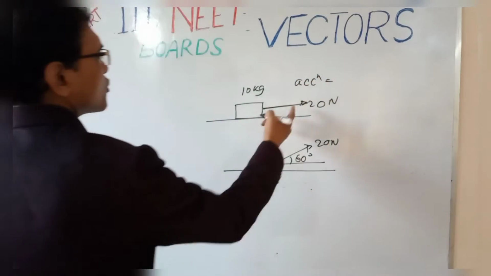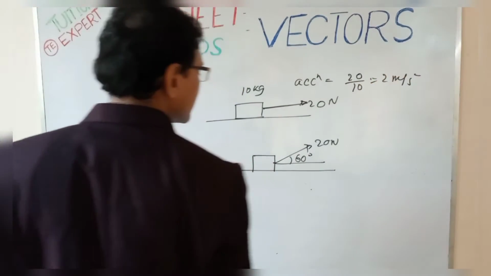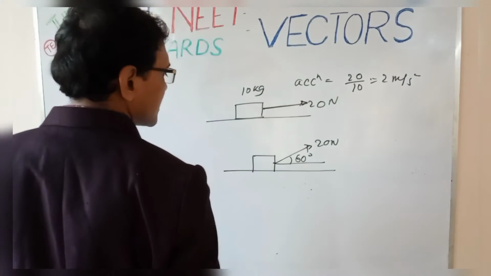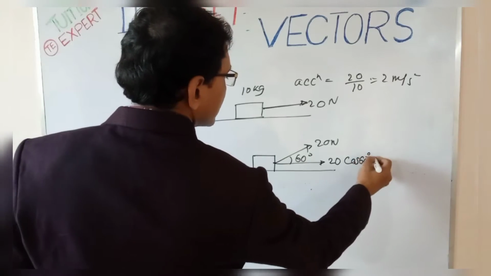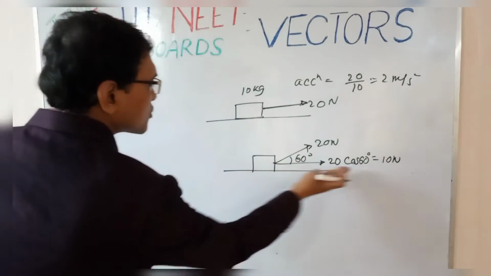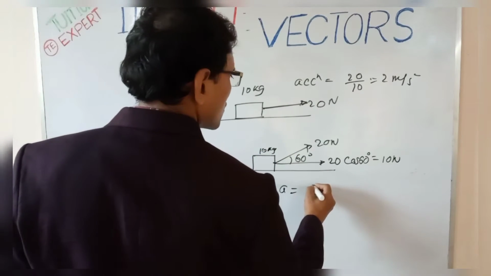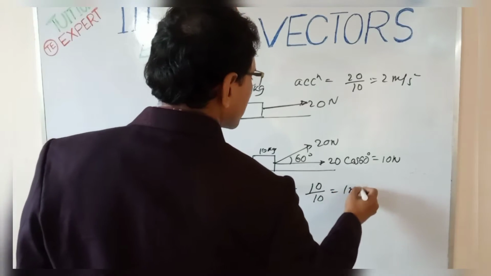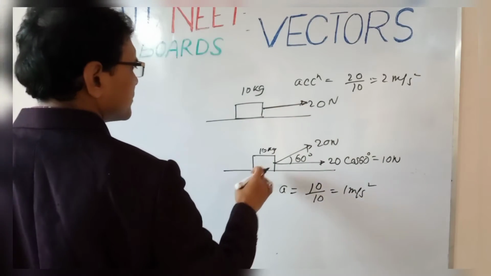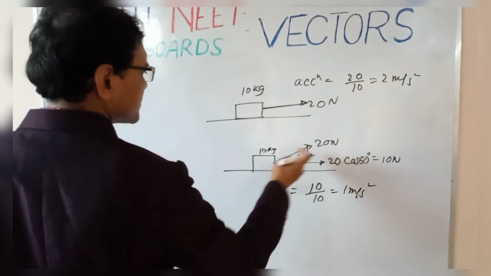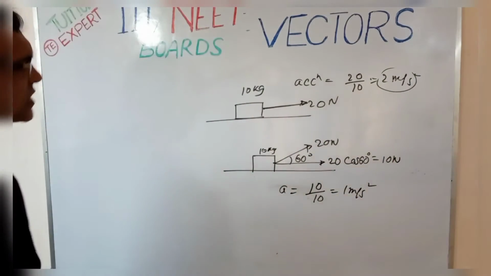Acceleration equals force by mass. The body moves along the horizontal, so the effective force will be the component of this force: 20 cos 60 degrees, that is 10 Newton. Only 10 Newton force acts on the body, so acceleration equals force by mass, that is 1 meter per second square. So the same mass and same force, but the direction of force is different, so the effect will be different. That's why direction is very important to mention a vector.